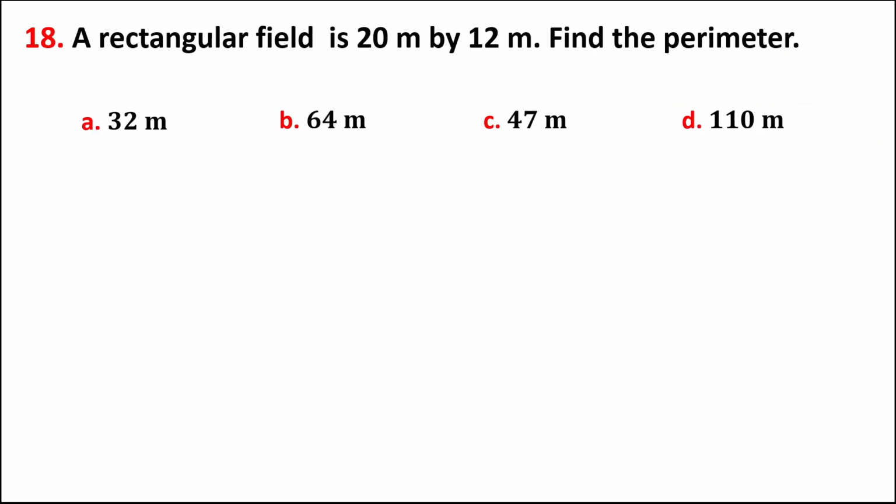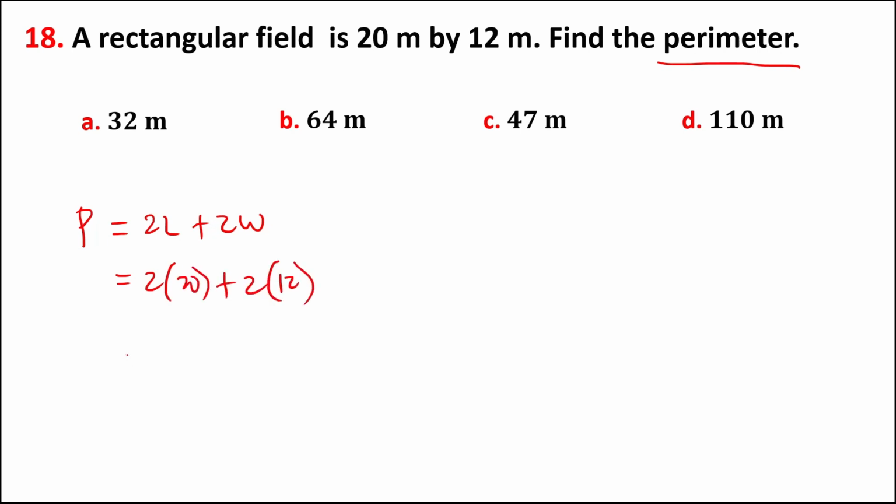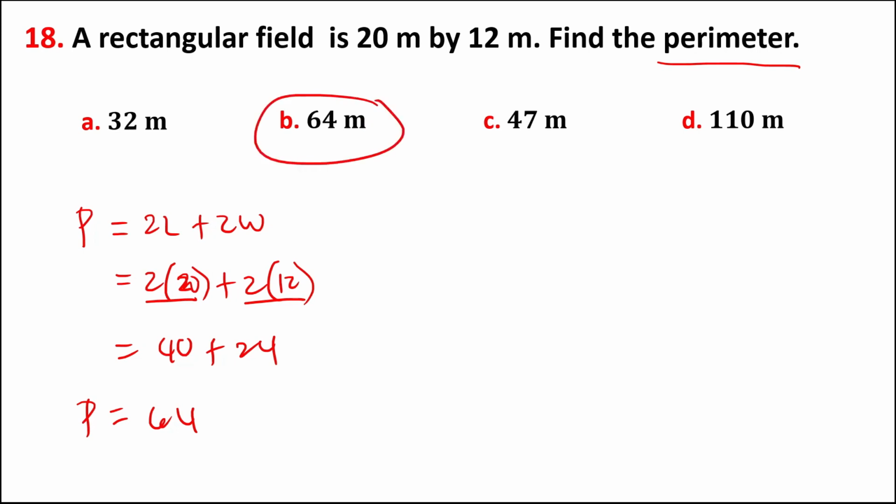And this 1,280 times 4 is 5,120. Then for this problem, a rectangular field is 20 meters by 12 meters. To find the perimeter, the perimeter of a rectangle is 2 length plus 2 width, so we have 2 times 20 plus 2 times 12. 2 times 20 is 40, plus 2 times 12 is 24. So the perimeter is equal to 64 meters.